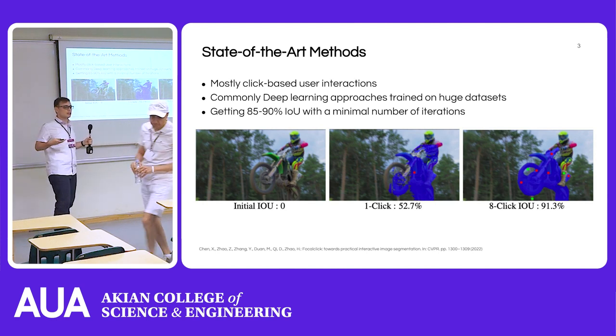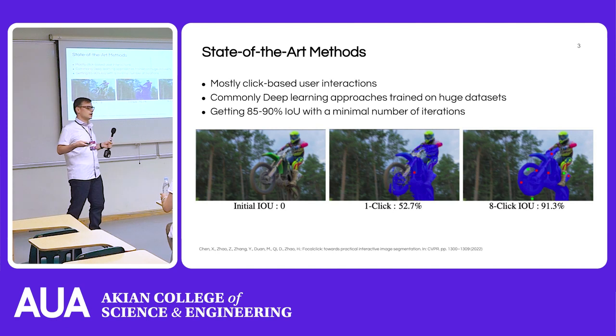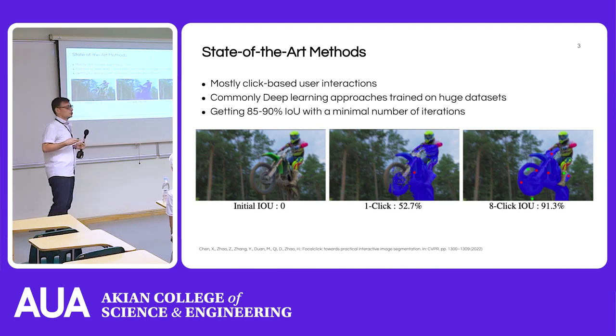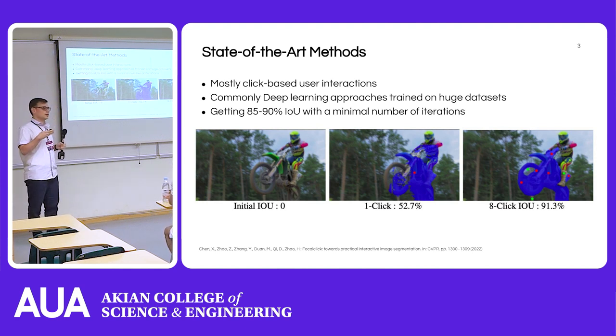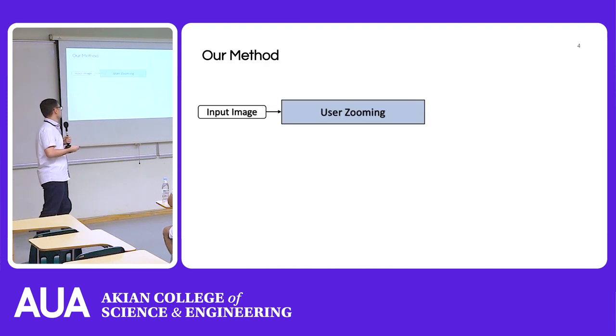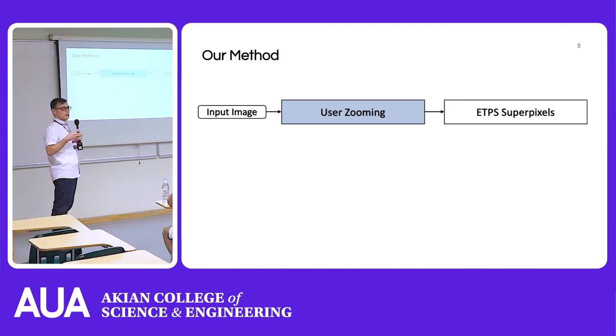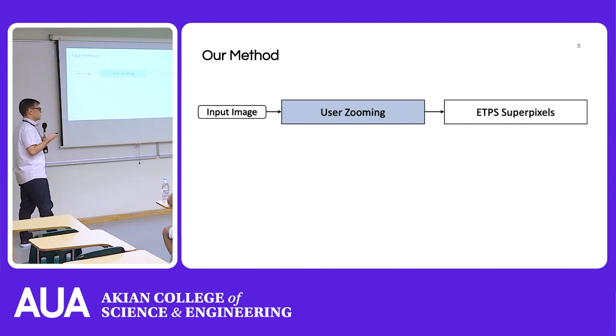To address this challenge, we are concentrating on a method that doesn't require a training dataset, and we prioritize achieving higher than 95% intersection over union precision. Let's take a look at the interface of our method, or workflow. The first step is user zooming: the user zooms into a part of an image, and then this sub-image gets partitioned into superpixels using the ETPS algorithm.